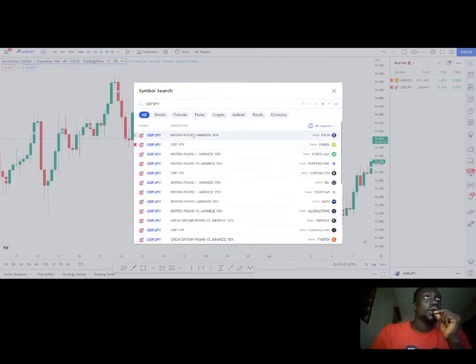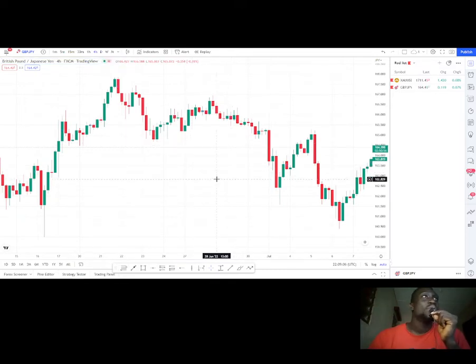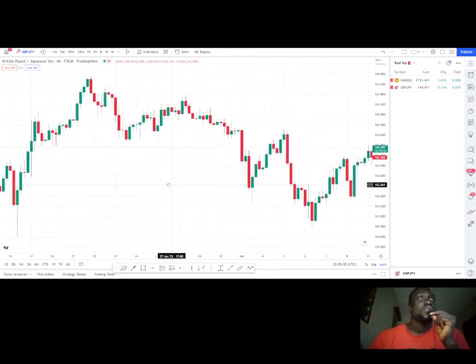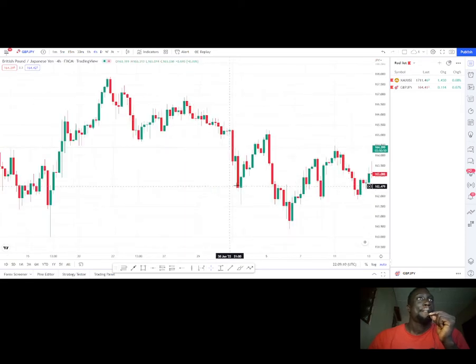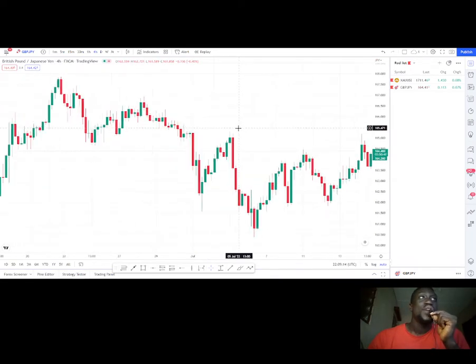GBP JPY. Now, for GBP JPY, we can clearly see, we are now going to look at the Asian session, right? So we can see that this closed at 5 a.m., this closed at 9 a.m., right? So for this move for GBP JPY, this closed at 1 a.m.